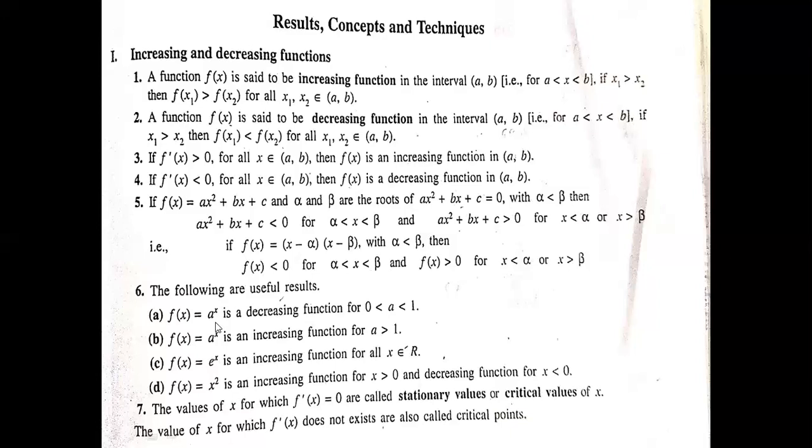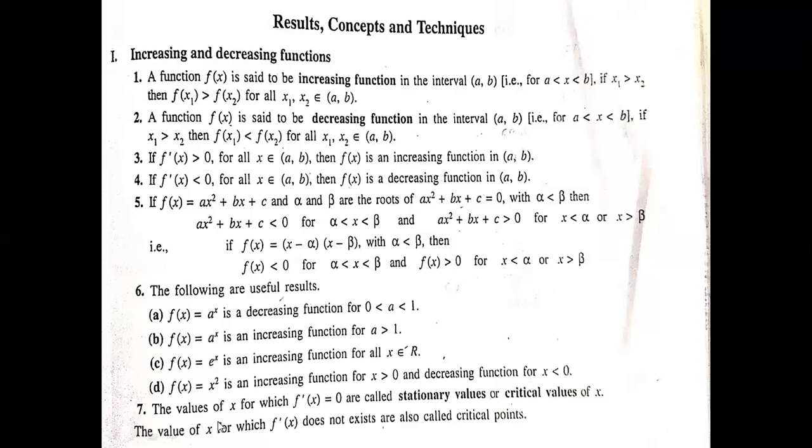F of x is equal to a to the power x is a decreasing function for 0 less than a less than 1, and an increasing function for a greater than 1. F of x is equal to e to the power x is an increasing function for all x belonging to R, an exponential function. And f of x is equal to x square, a polynomial function, is an increasing function for x greater than 0 and a decreasing function for x less than 0.